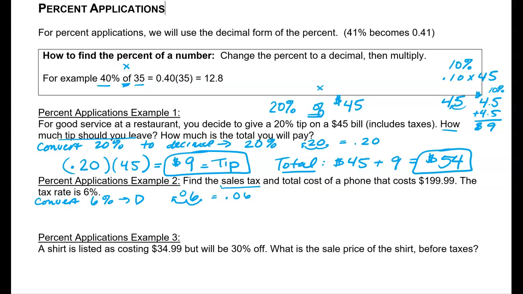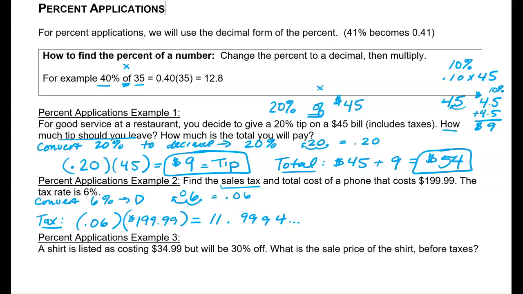And then the next thing we're going to do is calculate the tax. To calculate the tax, we're going to take 6% of the total. Remember, of means times again. So we take 6% as a decimal, which is 0.06, and multiply it by the cost of the item, $199.99. When we multiply that, we get $11.9994. Okay, so it keeps going on.